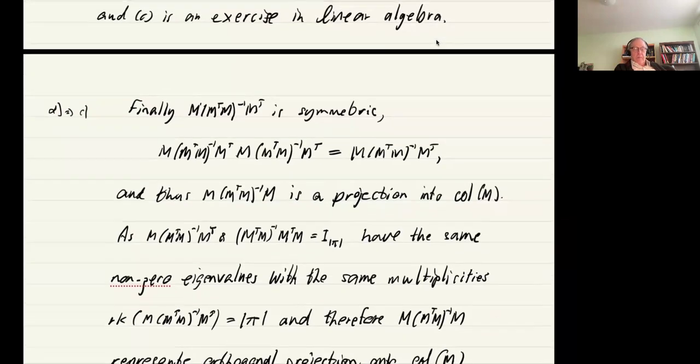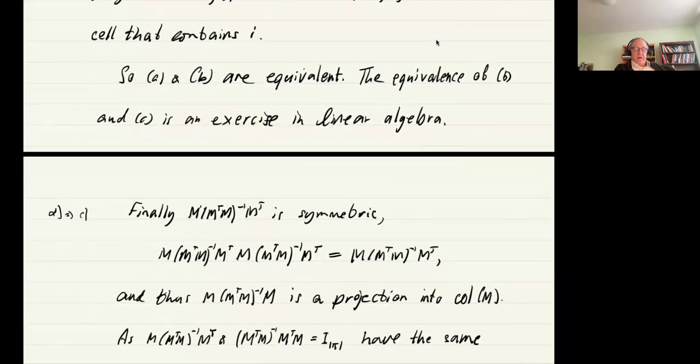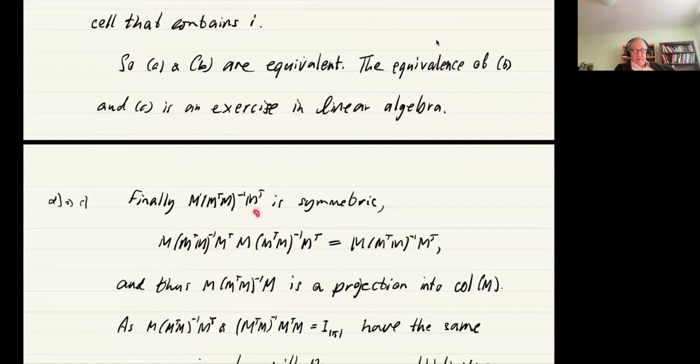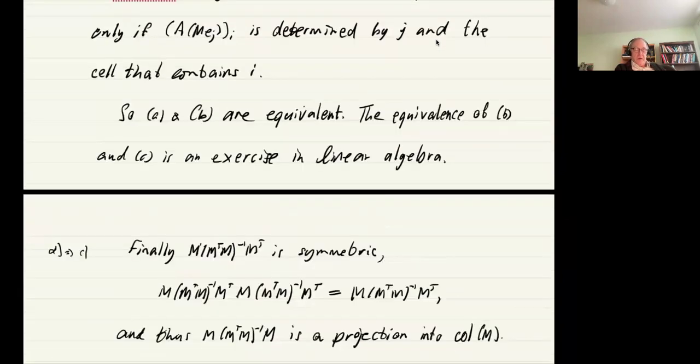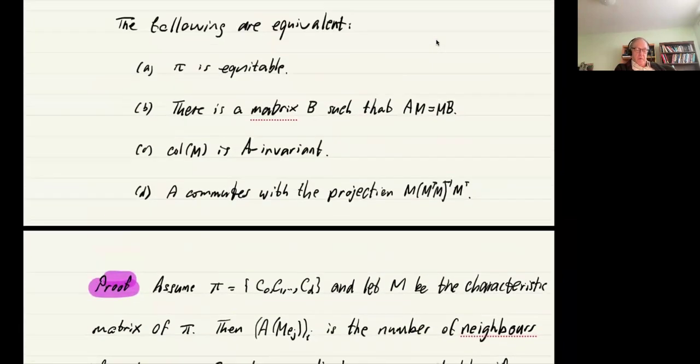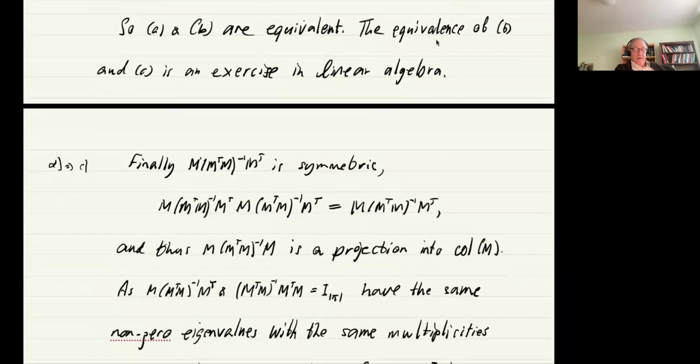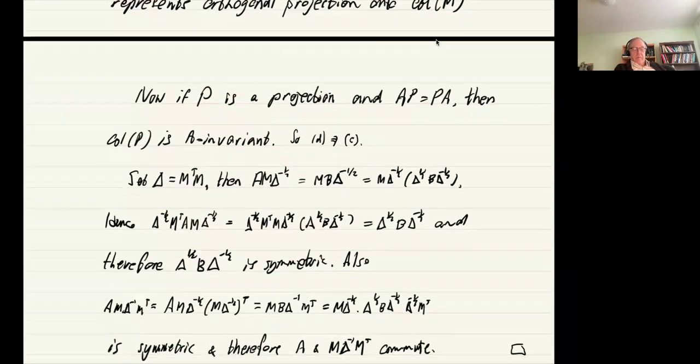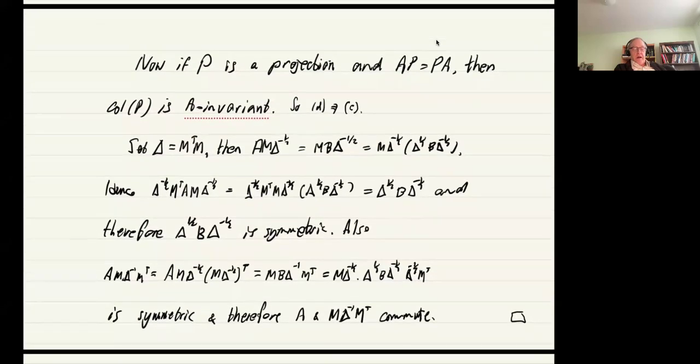Okay, now that's said, I've established this is a projection. But what did I actually want to prove? I said A commutes with that projection. Okay, so we'll go through that. Now, there are two parts to this. If P is a projection and A commutes with P, then this says that A applied to a column of P is a linear combination of columns of P. So the column space of P is A-invariant. So that's one direction.